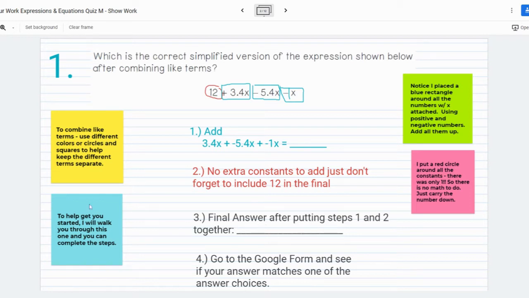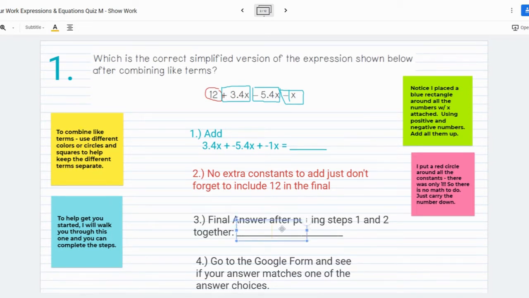You'll want to create a text box, or use the pen feature. If you want to do the text box, that's fine. Type it in, use the pen, that's okay too. Change your color if you want, it's up to you. Put your answer in here, and then you're going to go over to the Google form and find the answer choice that matches hopefully the one you have.